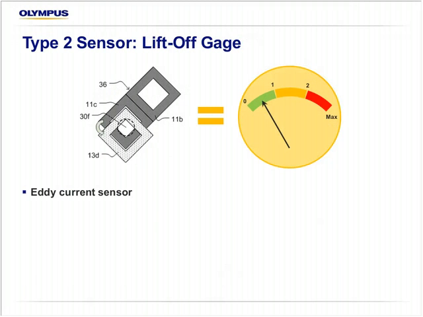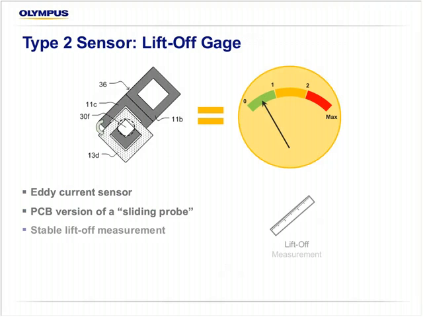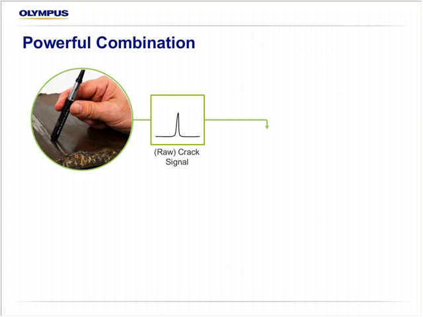The type 2 sensor is another eddy current sensor. It's a PCB version of a sliding probe, for those familiar with it, and it gives a stable lift-off measurement. And that's as far as I will go in terms of detailing the sensors. If you want more details, we will be happy to answer your questions or email you additional presentations. So back to the sensor types.